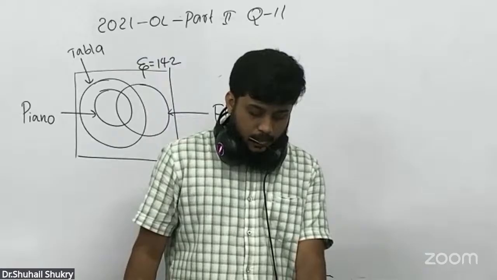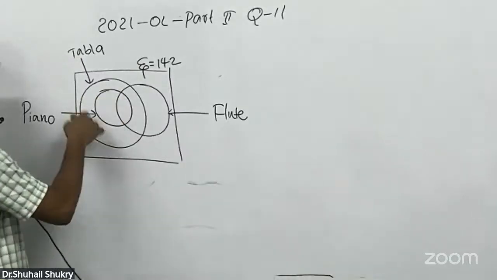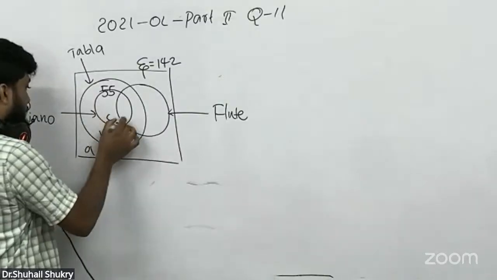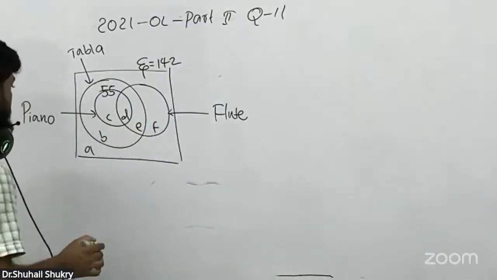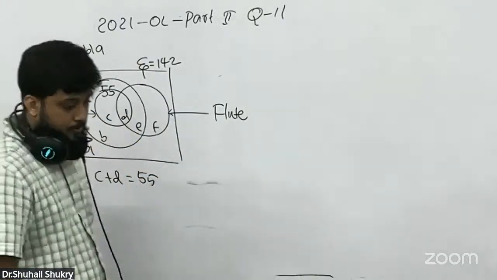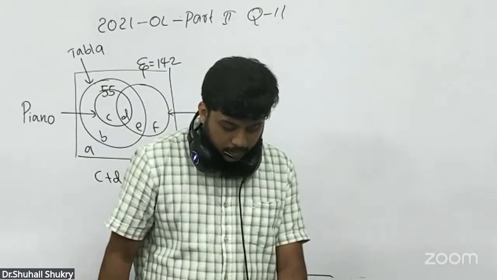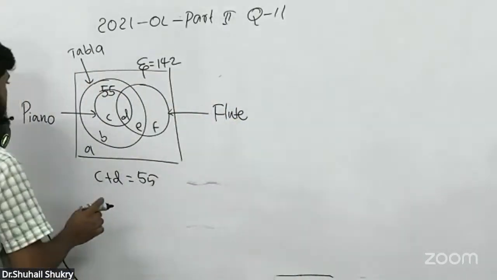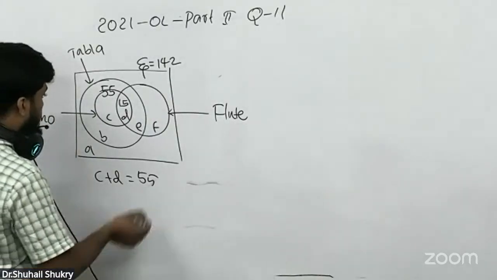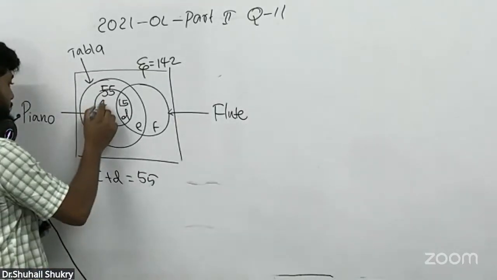Then they have told, of the 55 who play the piano, there are 55 people who can play the piano. So piano is inside. First of all, you put A, B, C, D. I have always told you, put A, B, C, D to do this question. I get a connection: C and D is equal to 55. Then 15 also play the flute, so 15 will come here. D is 15. If you know D is 15, C you can find directly. That will be 40, right? 40 and 15 make 55.